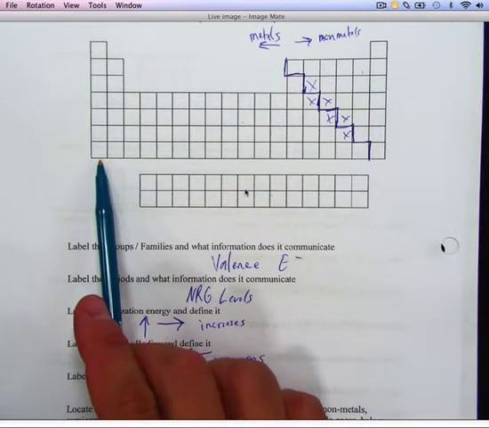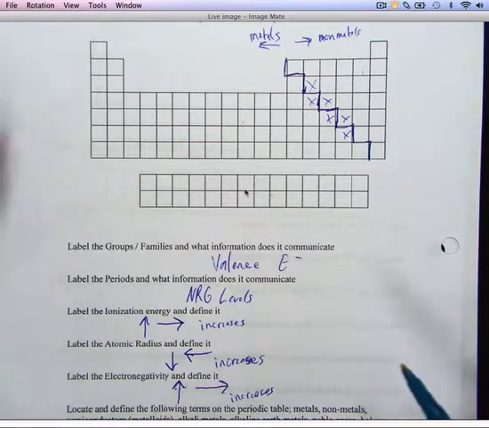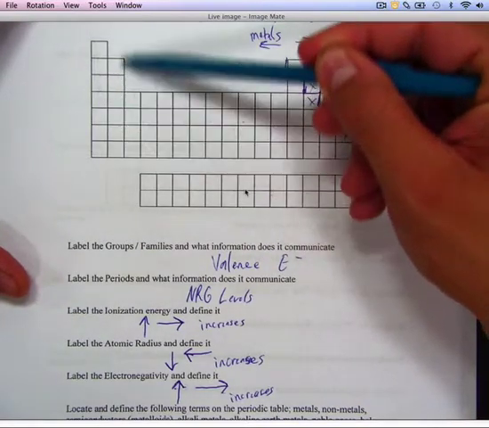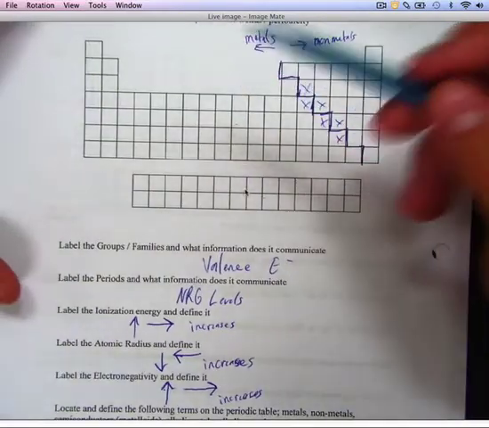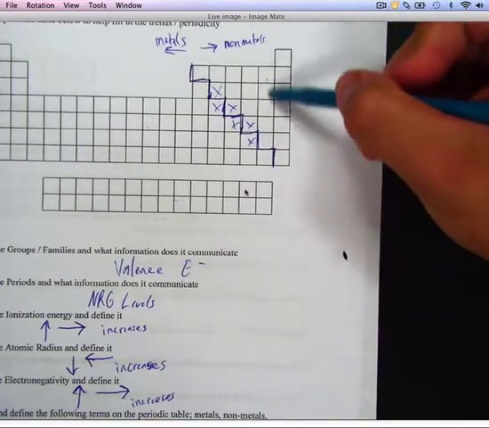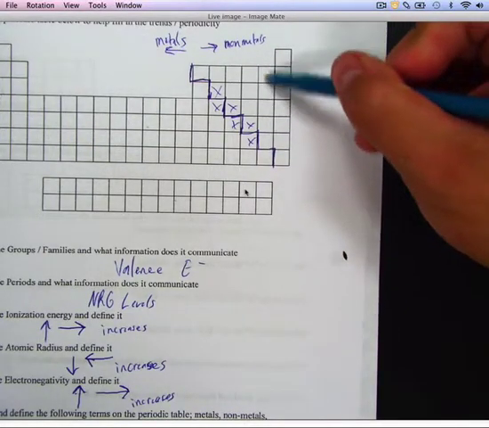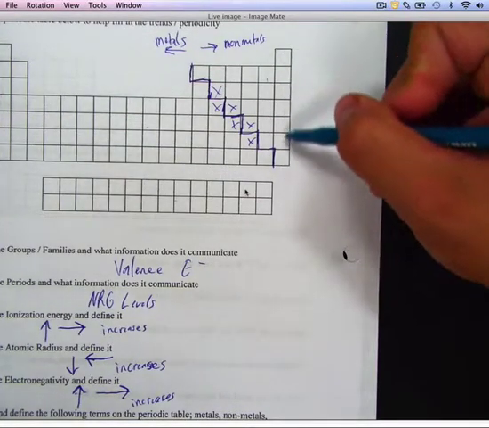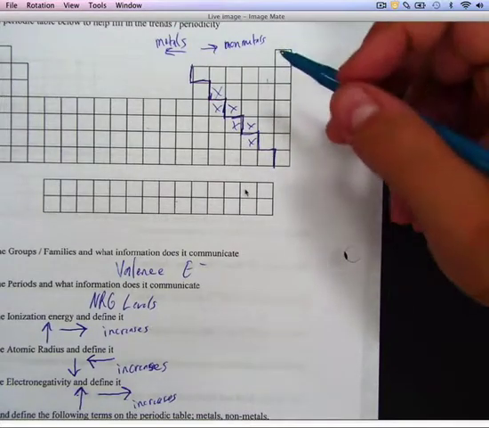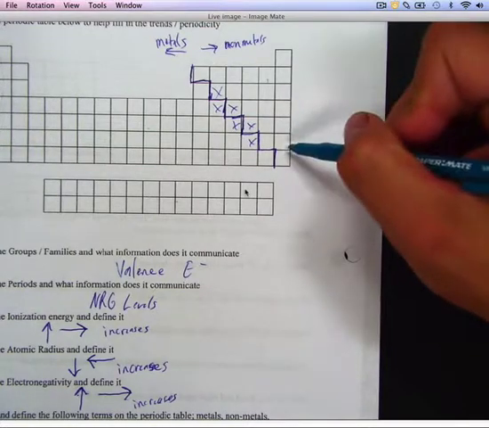Alkali metals are this whole first group that starts with hydrogen. That's your alkali family. Your alkaline earth metals are the second group. This group, the second from the last, is your halogens. And this last group is called your noble gases because they don't want to react with anything. They're noble. They don't want to do anything with anybody else. They're above everyone else, so to speak. Sometimes they're called the inert gases too.